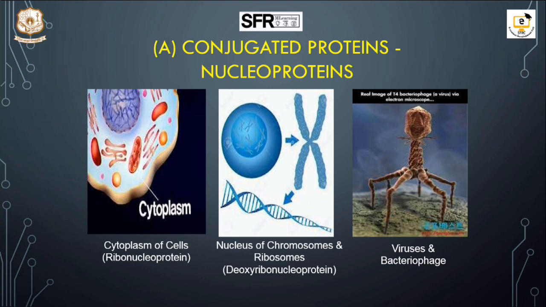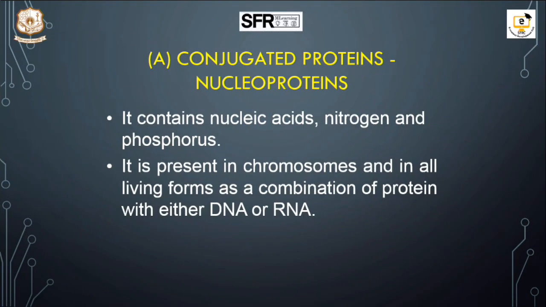The next one is conjugated protein. In our human body, nucleoprotein is a conjugated protein. Nucleoprotein is combined with nucleic acid, nitrogen and phosphorus. When it is subjected to hydrolysis, it yields nucleic acid, nitrogen and phosphorus. It is present in the chromosomes in each cell, where the protein is combined with either DNA or RNA.